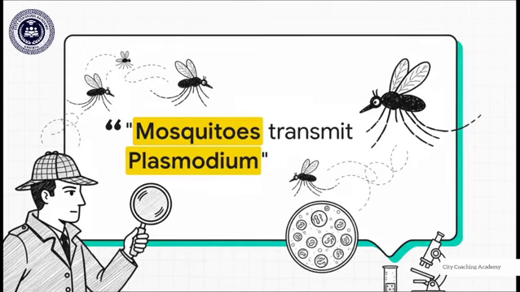With these clues piling up, the next hypothesis just fell right into place. It's like a detective figuring out the getaway driver. Scientists made their next big claim. Mosquitoes are the accomplices. They are the ones transmitting Plasmodium.